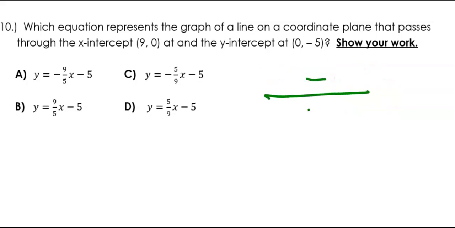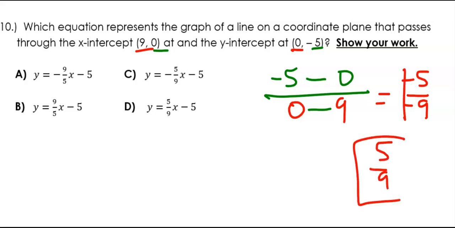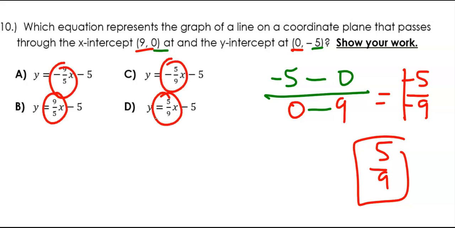So we make our giant subtraction fraction, and we do y minus y over x minus x. So my slope is -5 over -9, or positive 5/9. And there's only one equation here that has a slope of positive 5/9. And that's letter D.